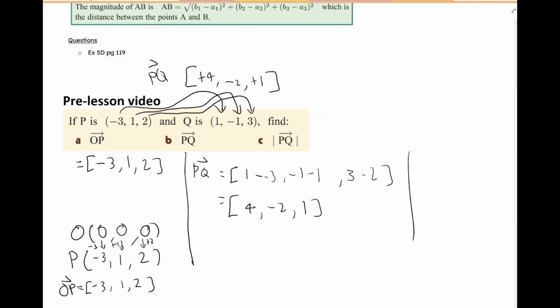So if you ever want to find the coordinates of a point, and you're talking about vectors, you want to find O to that point, essentially.